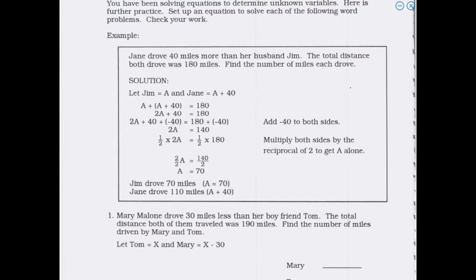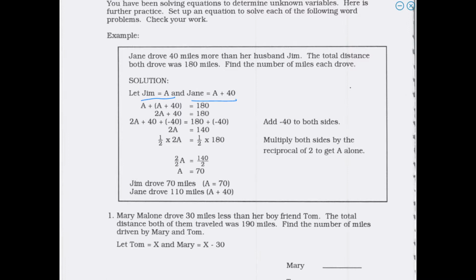So, in this example here, we know that Jane drove 40 miles more than her husband Jim. The total distance both drove was 180 miles. Find the number of miles each drove. So in our example problem here, they made Jim's miles equal A and Jane's equal A plus 40, because we know that she drove 40 miles more than he drove.